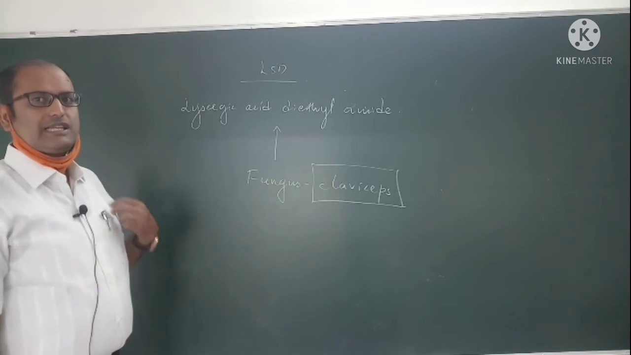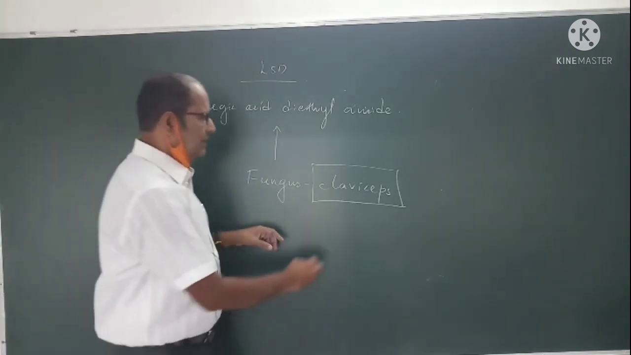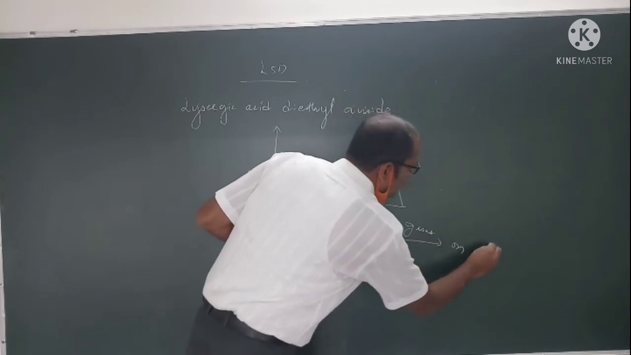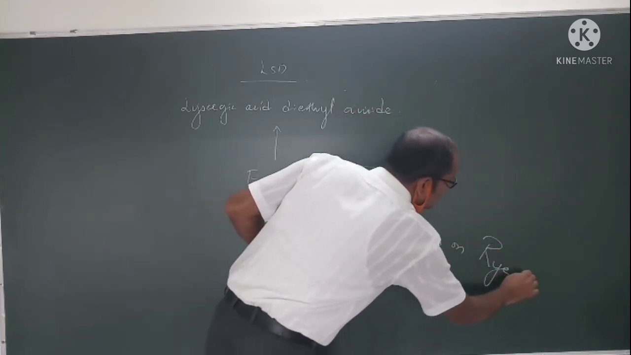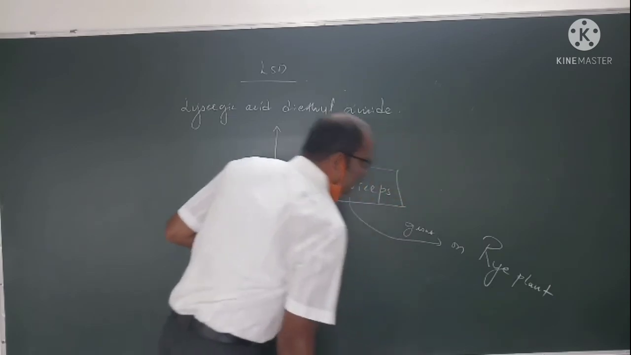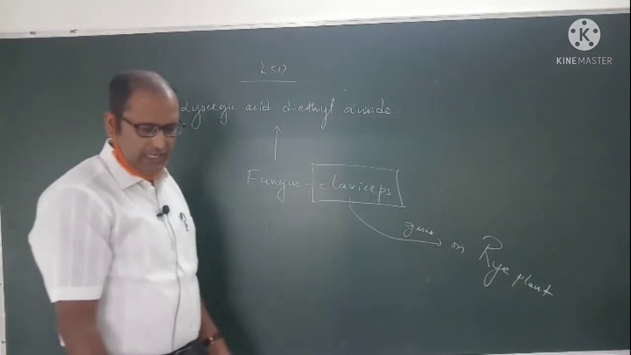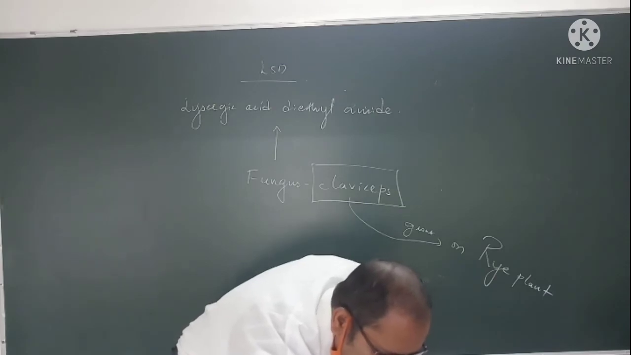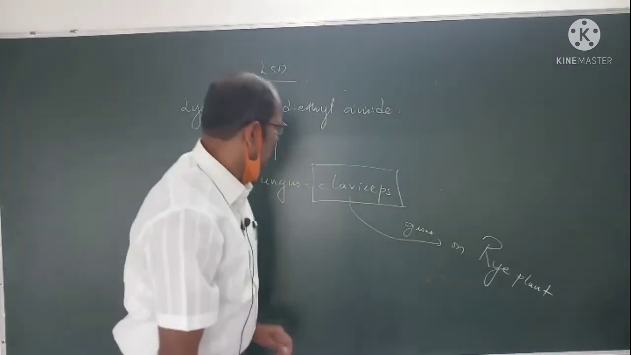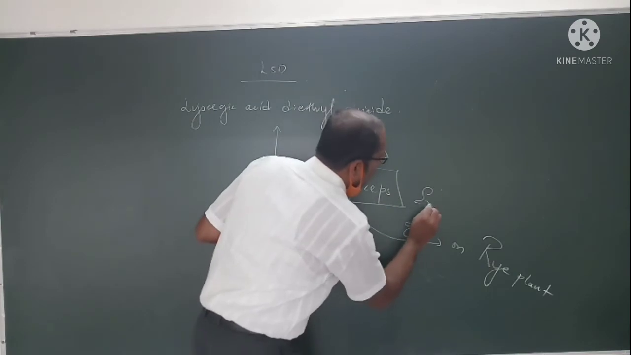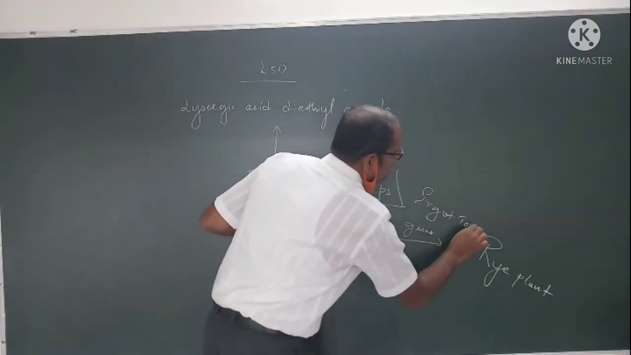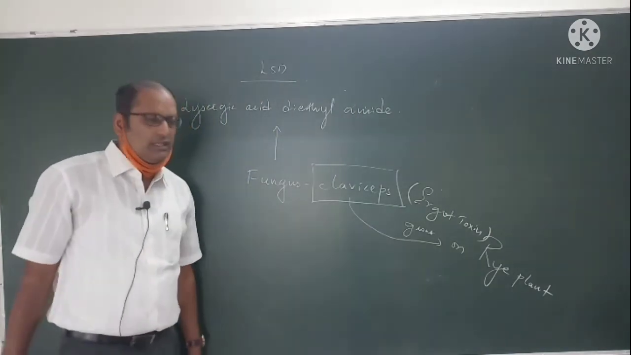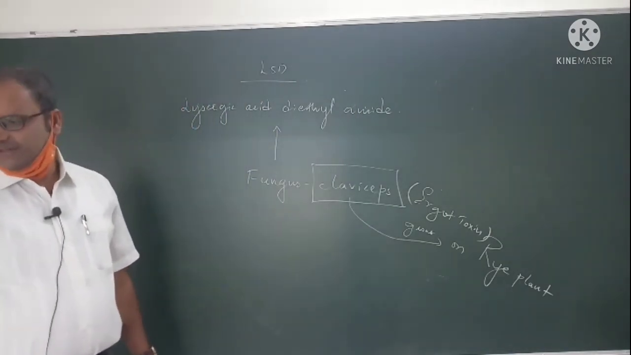And this Claviceps fungus will grow on the rye plant, and when it grows on that particular plant, it will produce a toxin. The toxin name is called ergot toxin. It will produce a toxin called ergot toxin when it is growing on the rye plant.